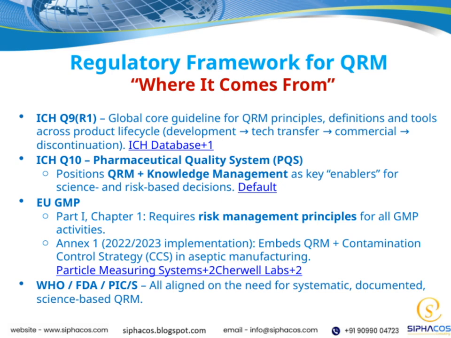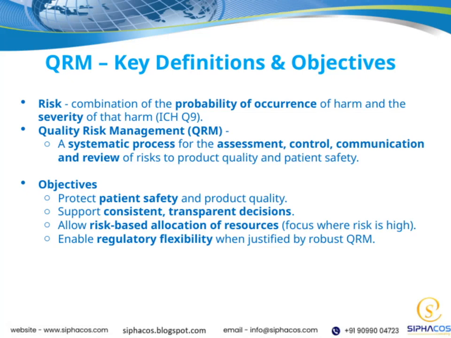Overall, these frameworks and regulations illustrate that QRM doesn't operate in isolation. It is rooted in regulatory expectations and is vital for fostering a robust quality culture across the industry. Let's start by understanding what risk really means in this context. According to ICH Q9, risk is a combination of two key factors: the probability that harm could occur and the severity of that harm if it does happen. So, risk isn't just about how likely something is, but also how serious the consequences could be.